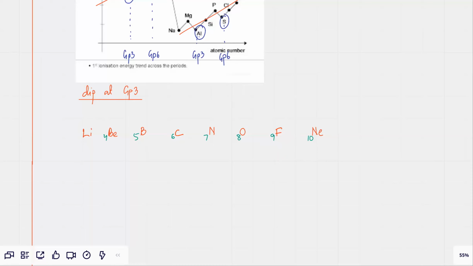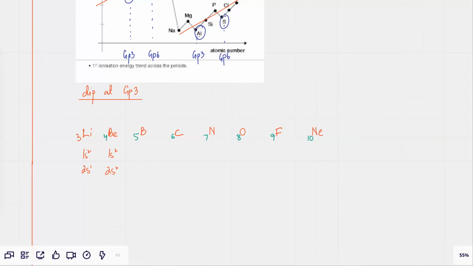So here's what's happening. Lithium has 3 protons and 3 electrons. The electronic configuration, if I write them vertically, is 1s2, and then the second shell will have 1 electron. Beryllium, you reach group 2, same electronic configuration: 1s2, and then 2s2.